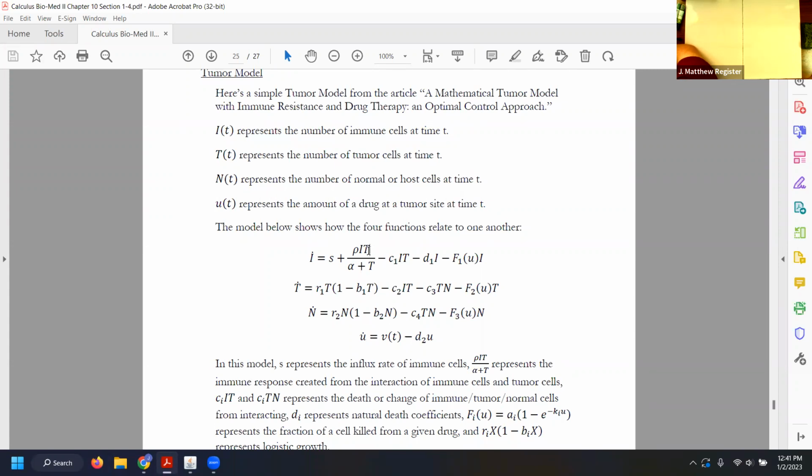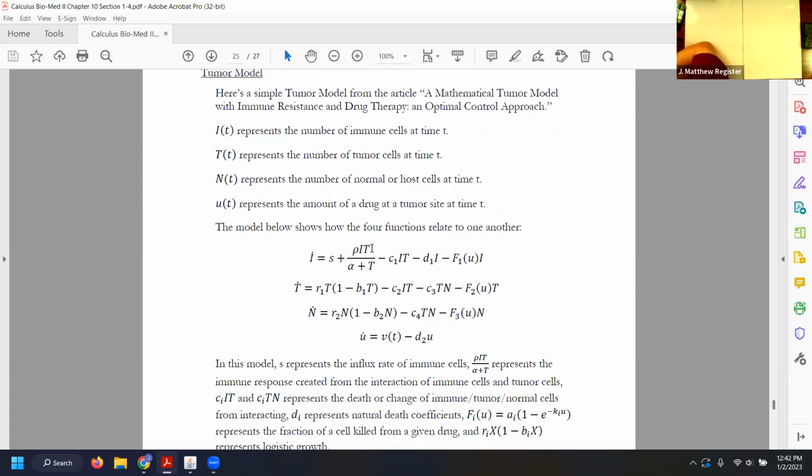This term is talking about the interaction of immune cells and tumor cells. But note, so is this term. This term is also talking about the immune cells and tumor cells. This first one, though, is saying that it's positive. And so this term is likely talking about your body producing additional immune cells when immune cells and tumor cells are active or are interacting with one another.